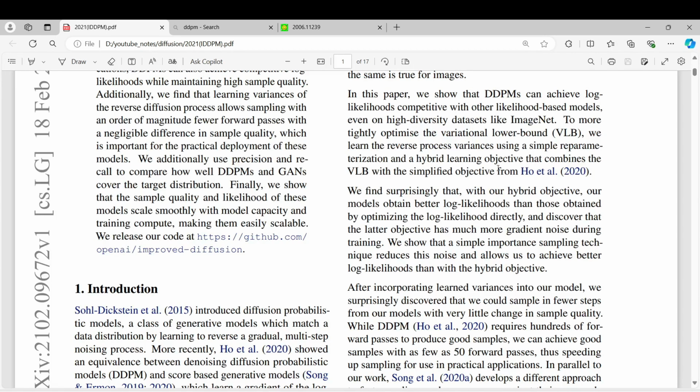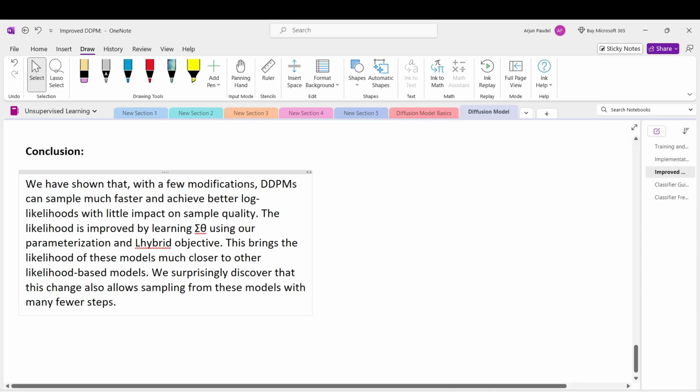There is not directly help in the likelihood. When you learn with this hybrid objective, we are also focusing on the log likelihood of the models. Surprisingly, we found that with our hybrid objective, our model can obtain better log likelihood than those obtained by optimizing the log likelihood directly. And so that is their hybrid objective, what I have shown you earlier.